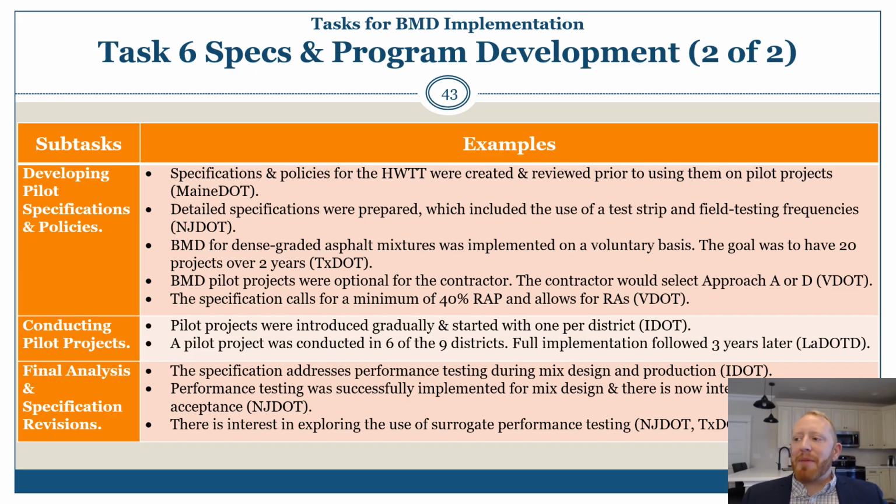All right, so we have some examples here where a lot of states have used pilot projects, test strips, field testing, those kinds of things to start with. Get everybody's feet wet, see how it goes. We had some that had those pilot projects optional for the contractor, where they could select whether they want to do it. Others called it right out. Those pilot projects generally started slow, like in the case of Illinois, where they had gradual implementation of one per district, and then they went to two per district, again to progress it each year.